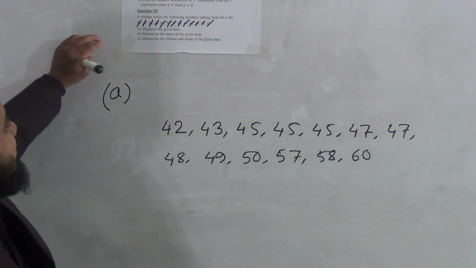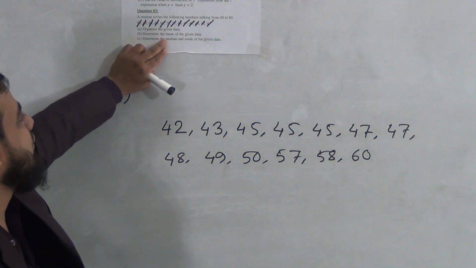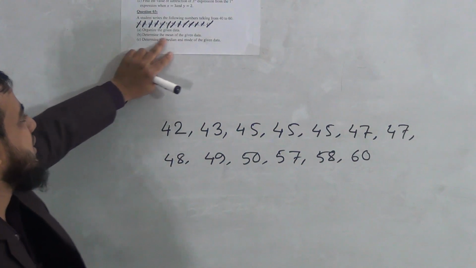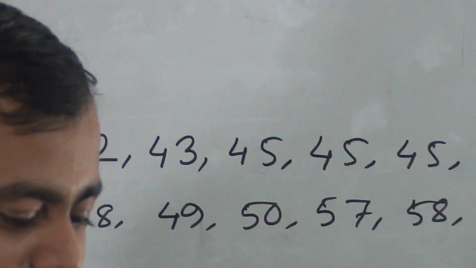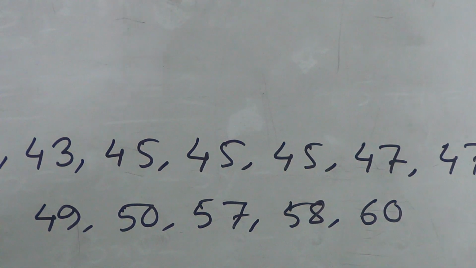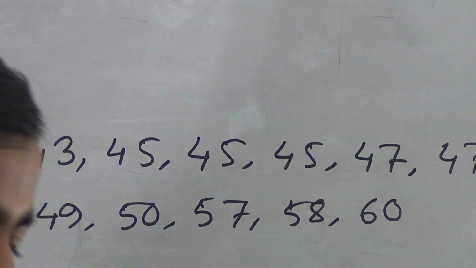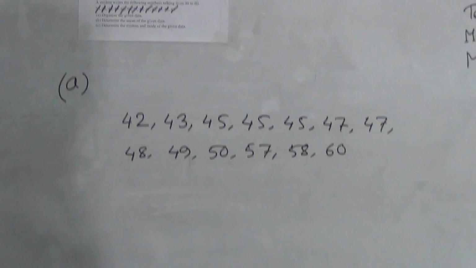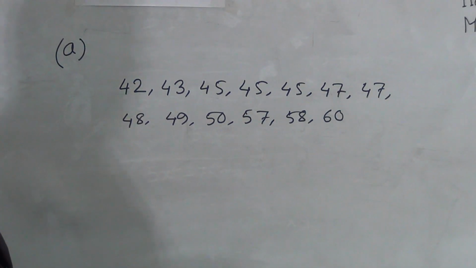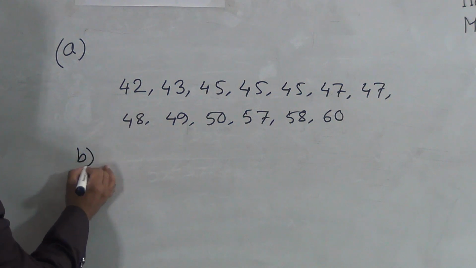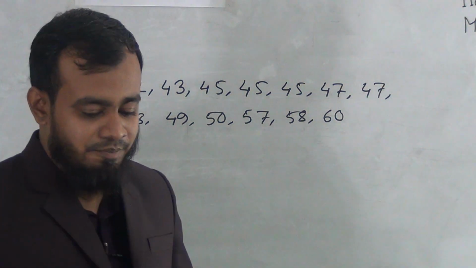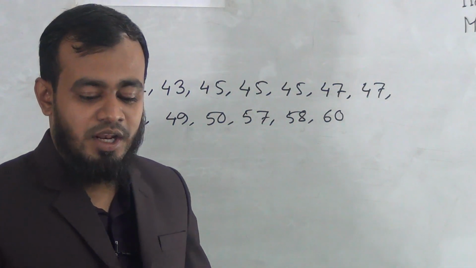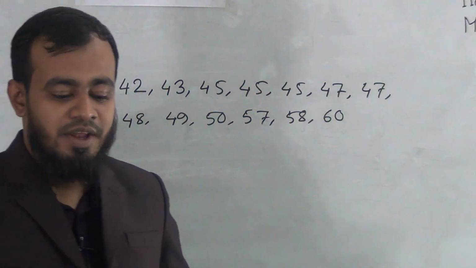Now activity B is to determine the mean of the given data. You have to calculate the mean. You can use your book, page number 162, to find the mean, and you can write down the words from there. In activity B you can write that the mean is obtained from the sum of the data divided by the number of data.